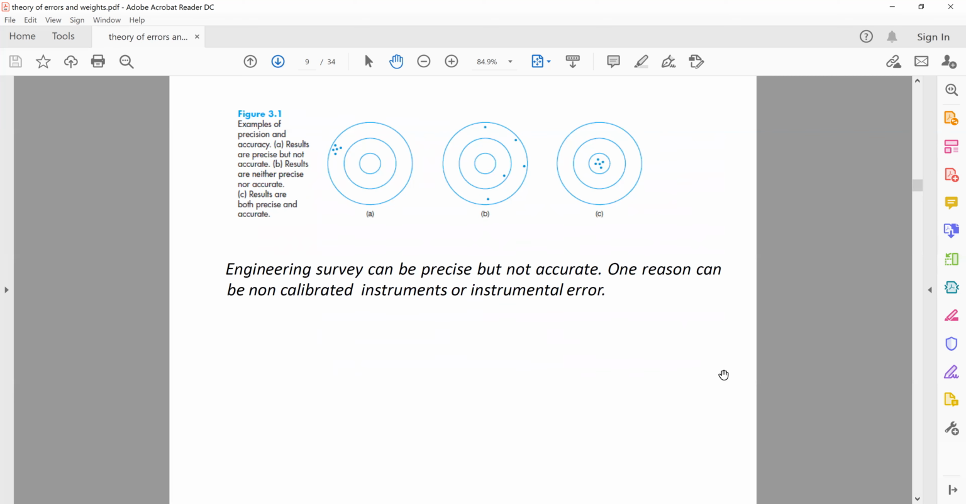So in A, although the shots are very close to each other, they are very far from the bullseye. That means they are precise, but they're not accurate. In part B, they are not precise and they are not accurate as well. And in C, they are both precise and accurate. So accuracy means how close your observations are to the correct value. And precision means, in a set of observations, how close the observations are to each other.